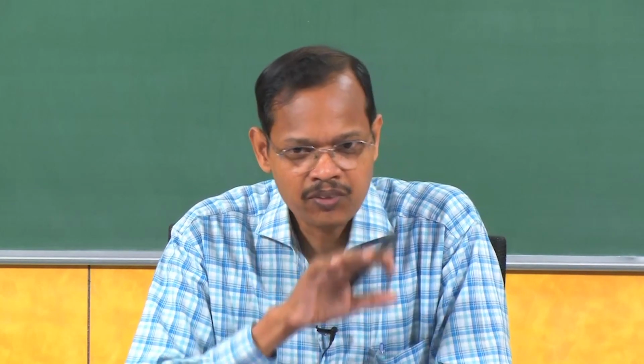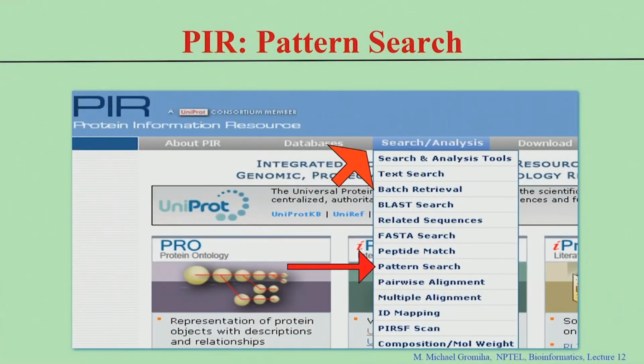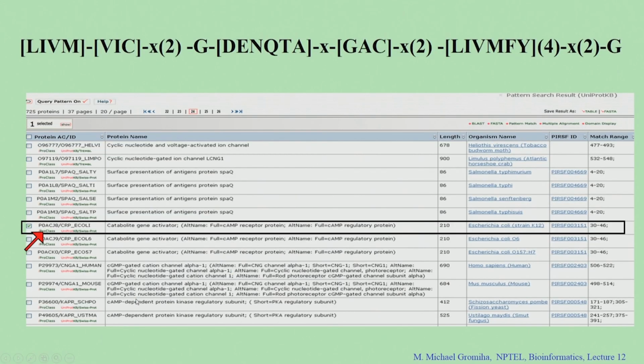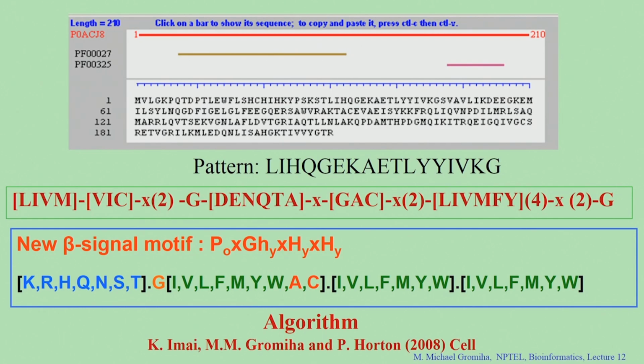Actually, they first developed it for protein sequences, and then they developed some tools for analyzing sequences. Here, if you go to search analysis, there is a tool called pattern match. If you go to this pattern match, you can give the pattern. I give the same pattern here, LIVM, and if you submit, you will get the sequences which contain the particular pattern. If you click on any of these sequences, you will get the full sequence, and you can see the pattern in this sequence.